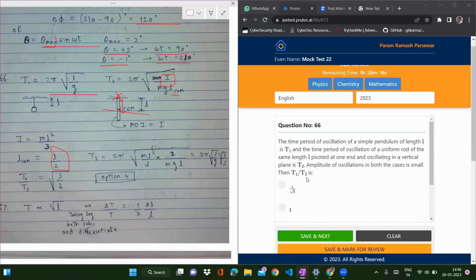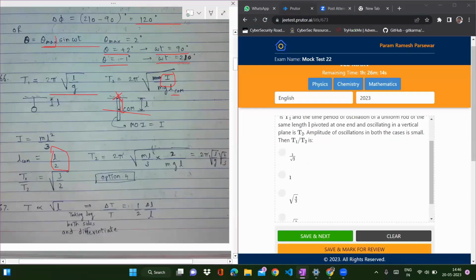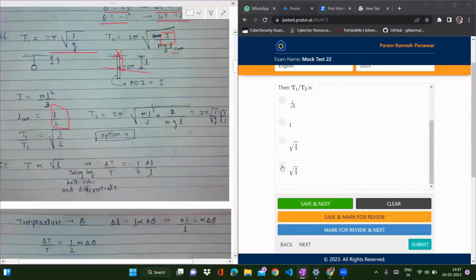And we were asked to calculate the ratio of T1 by T2, which comes out to be root 3 by 2, which is nothing but option 4.